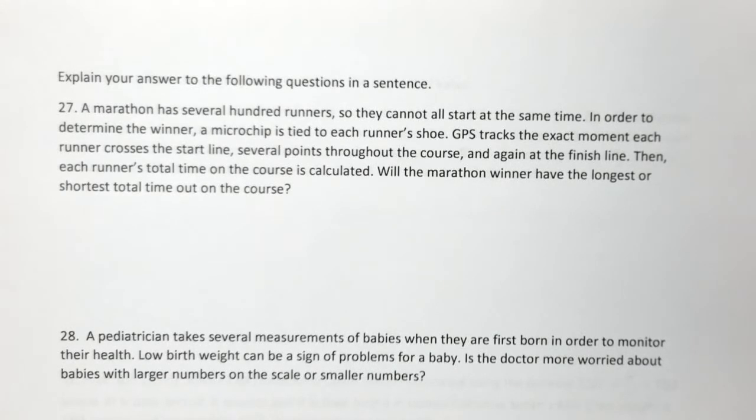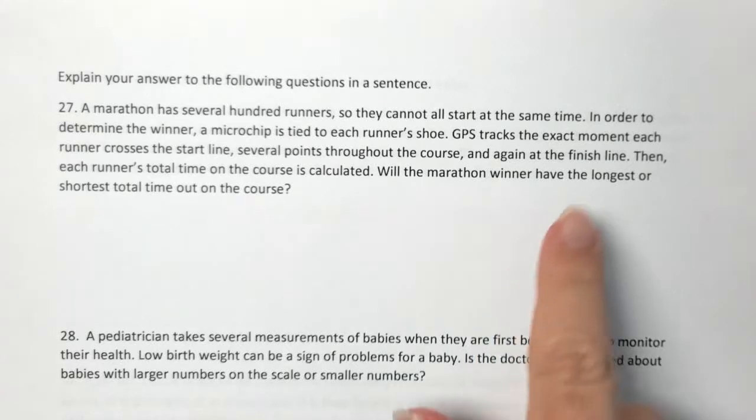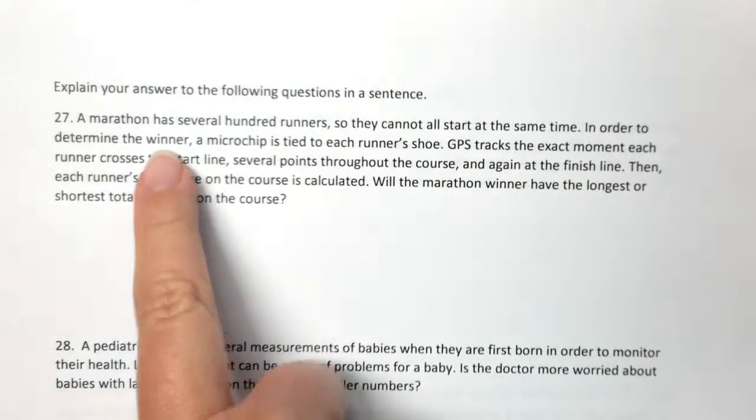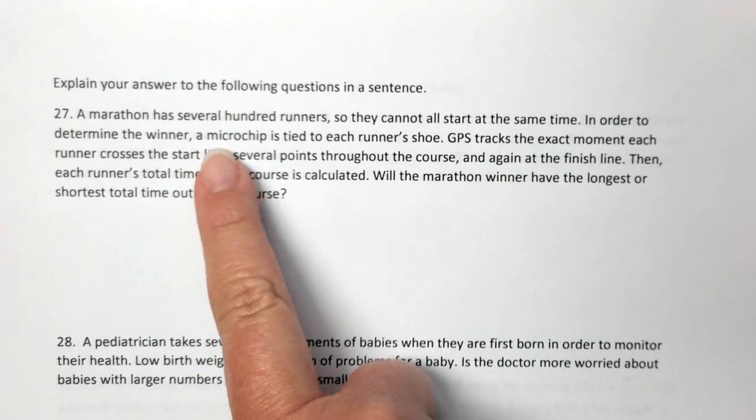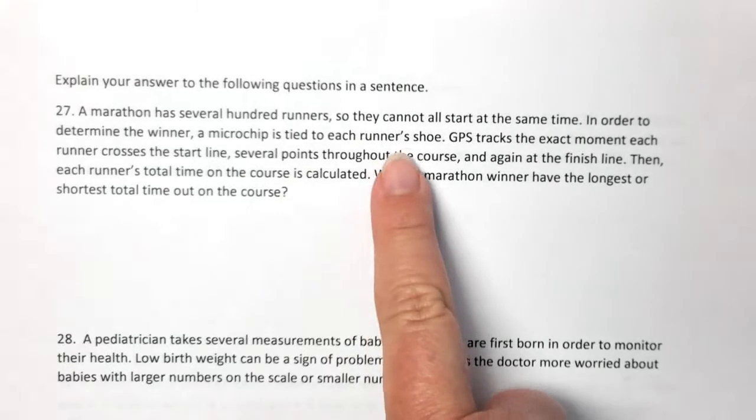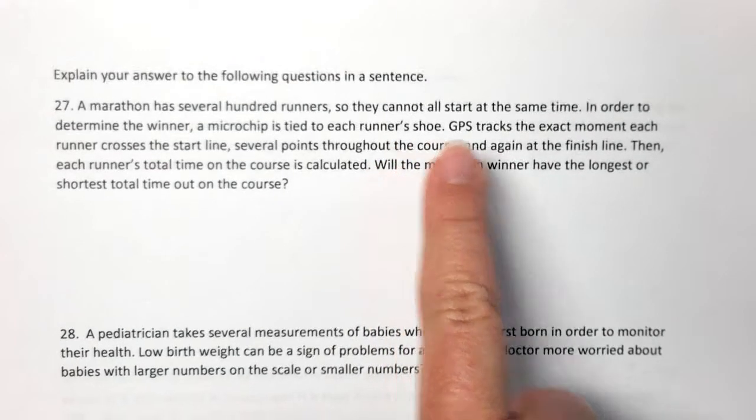They might have actually run the race faster. The people at the back might be the fastest ones, but because they're getting a late start compared to everyone else, they couldn't win. So what they do to account for that, it says, in order to determine the winner, because what if the fastest person was at the back and it took them a while to get started, it says, a microchip is tied to each runner's shoe.